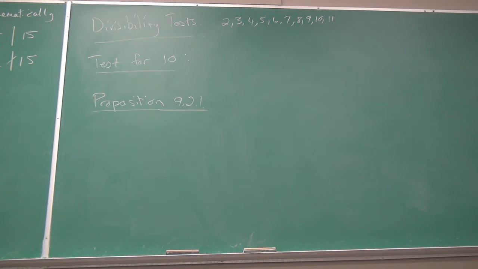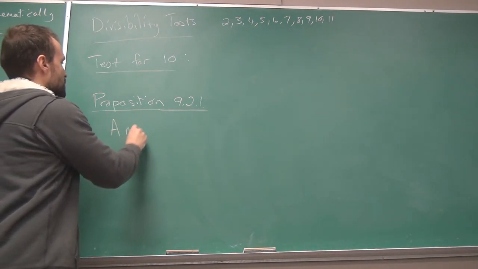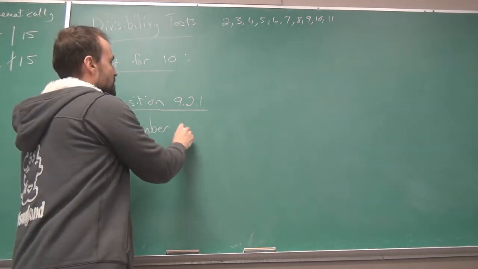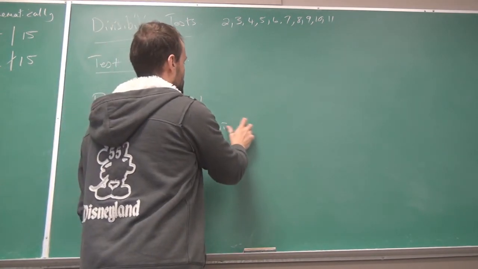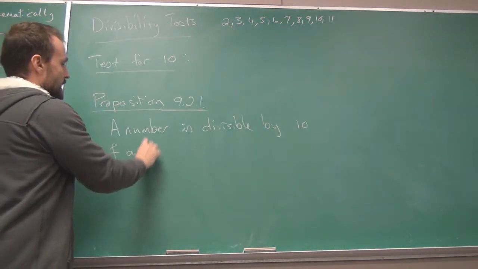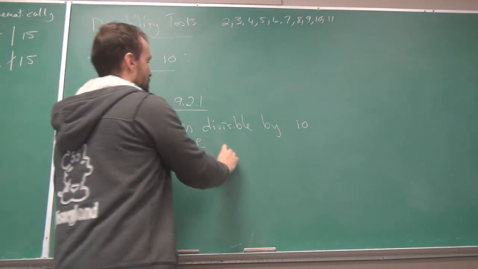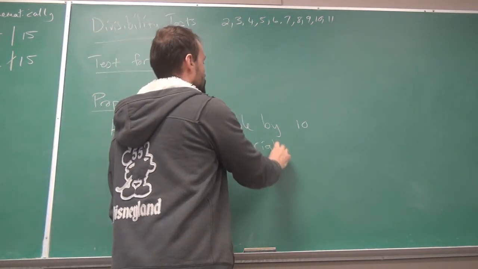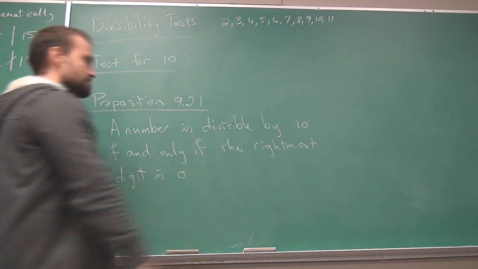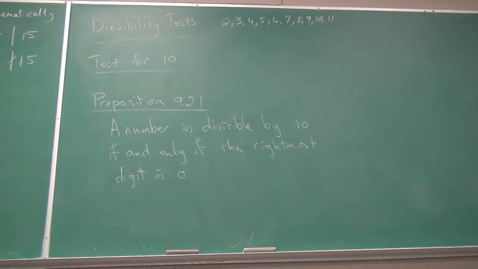So a proposition is sort of a mid-range difficulty statement. The fancy statements are called theorems. Propositions are not that fancy, but need to be justified so that no one has any doubt. So, let's write it out. A number, I don't know what the number is, right? It doesn't have to be a 15. A number is divisible by 10 if and only if the, let's say, rightmost digit is a 0.